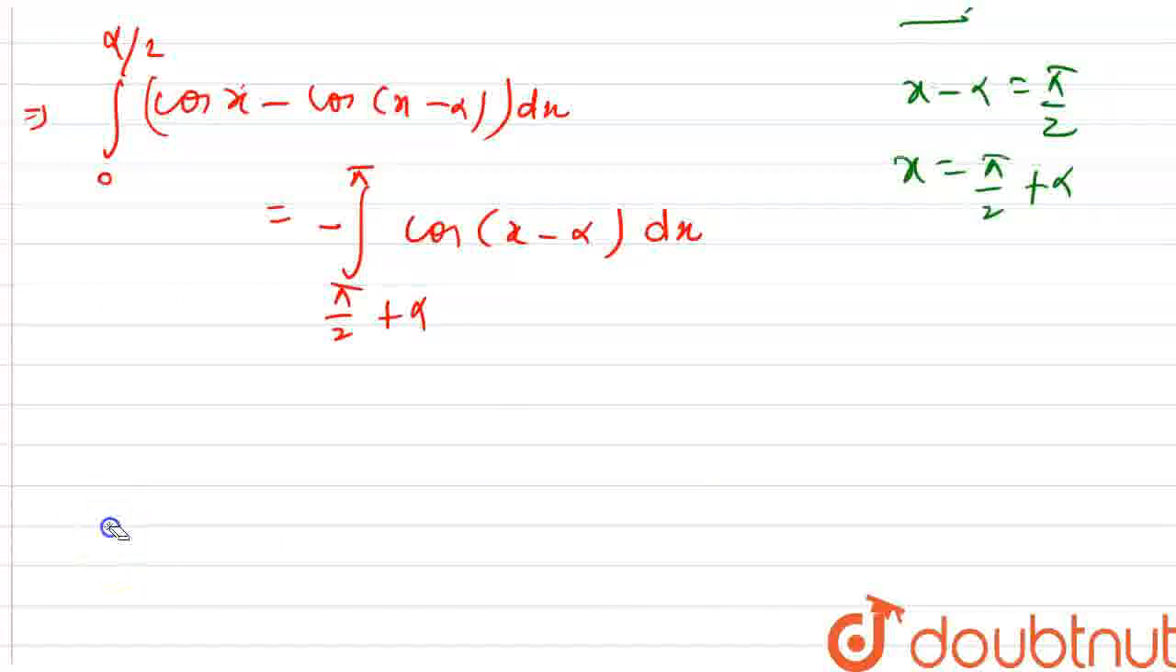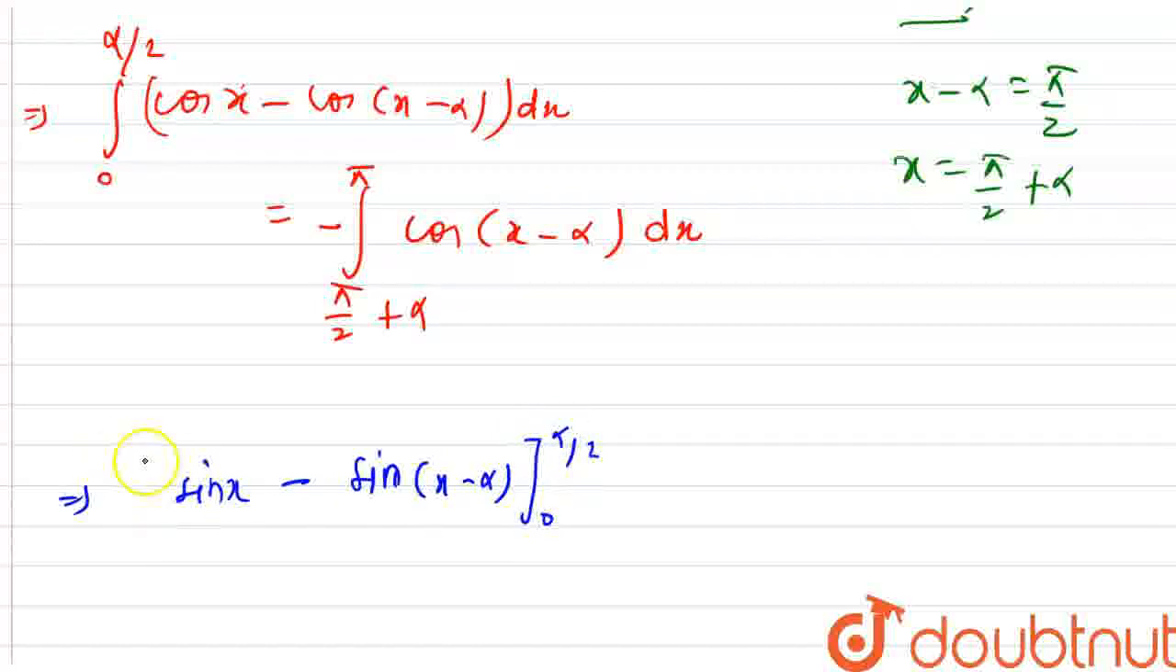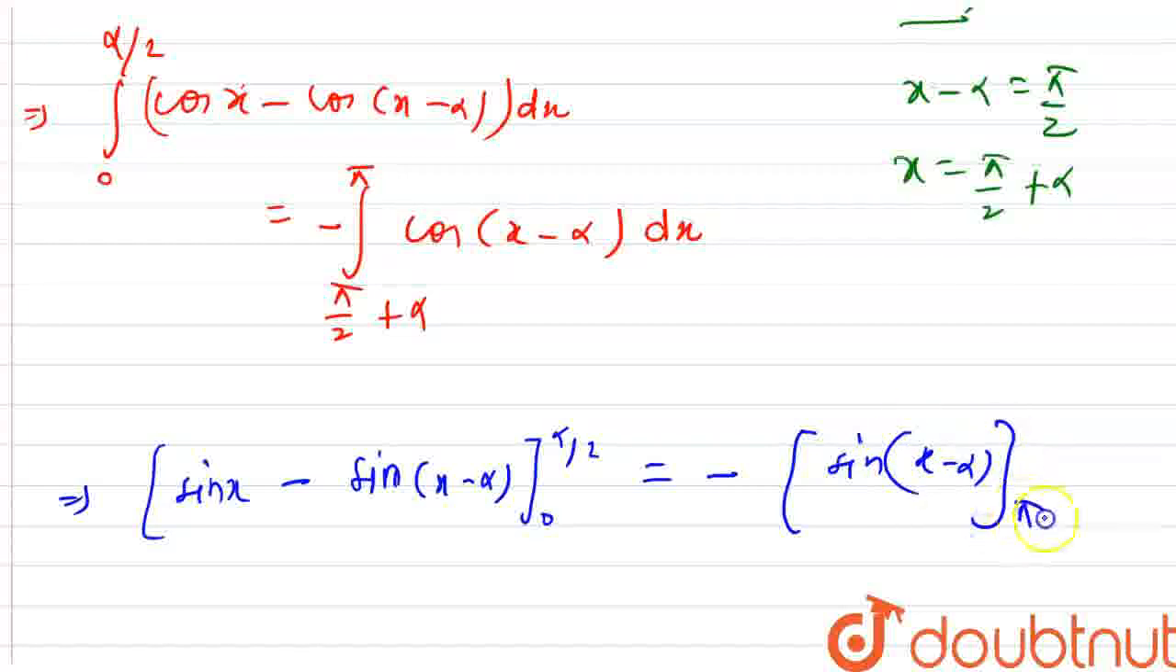Now finally I'm going to integrate this thing. As you already know, the integration of cos x is nothing but sin x. So I'm writing here sin x minus sin x minus alpha, limit 0 to alpha by 2. And here it is equals to minus of the integration of this cos x minus alpha, which is simply sin x minus alpha, with limit pi by 2 plus alpha to pi.